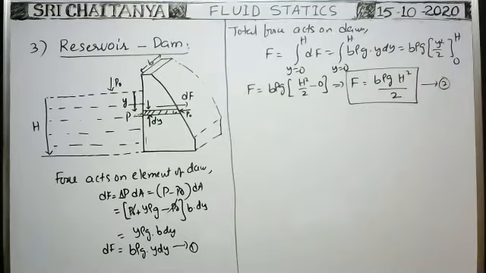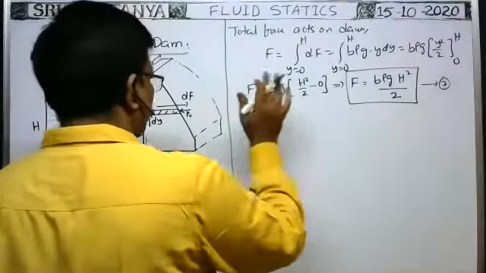B rho g h square by 2. Now we have to find the torque acts on the dam. B rho g h square by 2. Okay, this is the force acts on the dam.